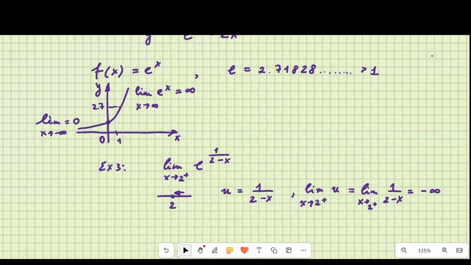So what I'm going to do is rewrite my limit in terms of u. The limit of e to the power of u, and this u, when x approaches 2 plus, will approach negative infinity. Now, we can compare our limit to what we know about the exponential function. And we see that this limit is similar to the left limit of the exponential function. When the argument goes to negative infinity, the limit goes to 0. So we calculated the limit. That was the answer.